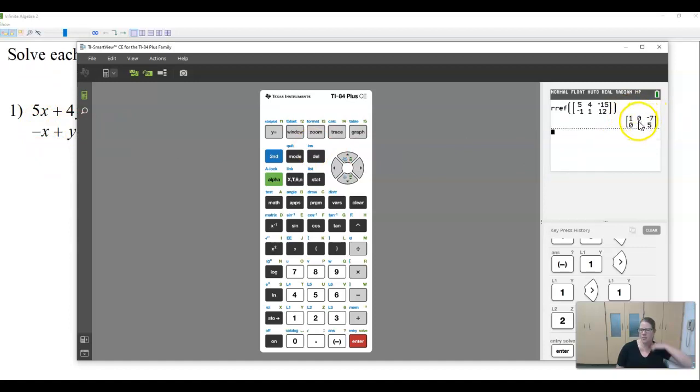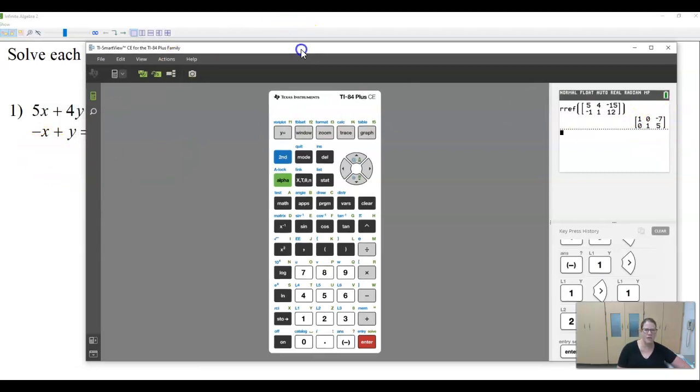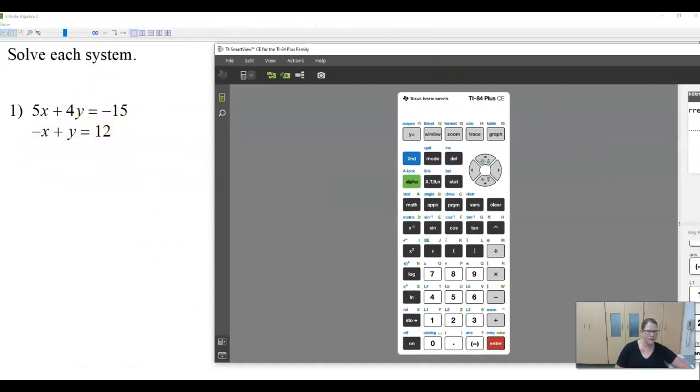Okay, it got the y to go away. It eliminated the y, and it reduced the x. So this is like saying x equals negative 7. And then notice the one here is in the y column. So that's like saying 1y equals 5. So we know that x equals negative 7 and y equals 5. So we're going to come back over here and write that down. So x equals negative 7 and y equals 5.